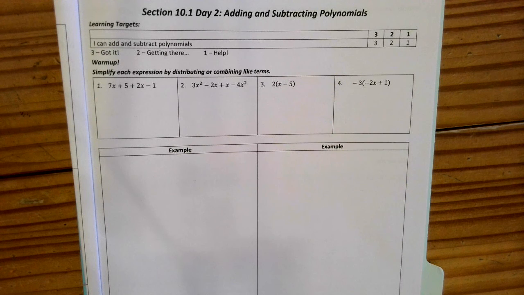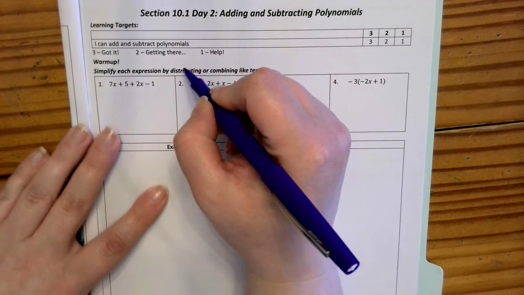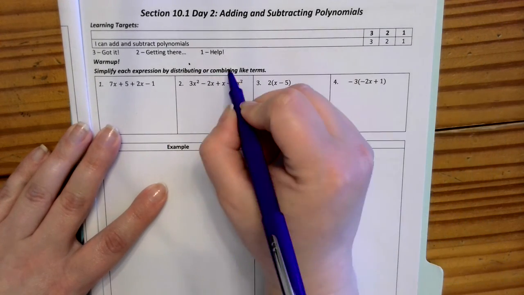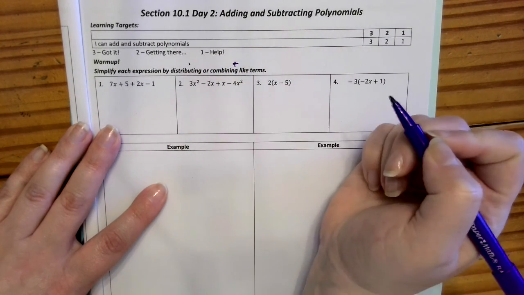So in order to do that, we're going to do a quick review. There's these four problems at the top that say simplify each expression by distributing or combining like terms. So remember, distribute means we're looking for something with parentheses and we're going to end up multiplying, right? And then anytime we combine like terms, we're going to be adding.